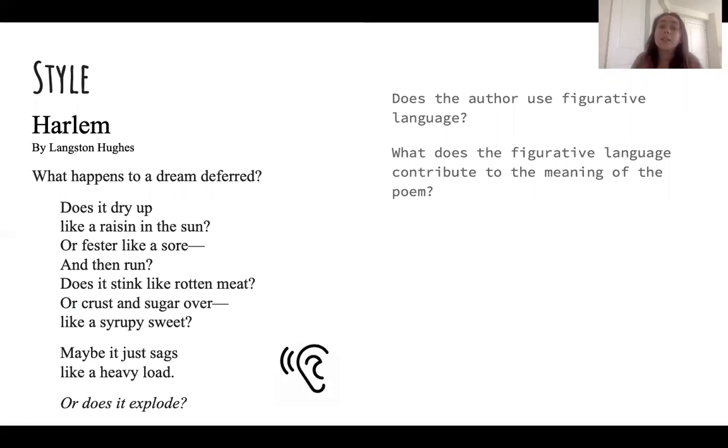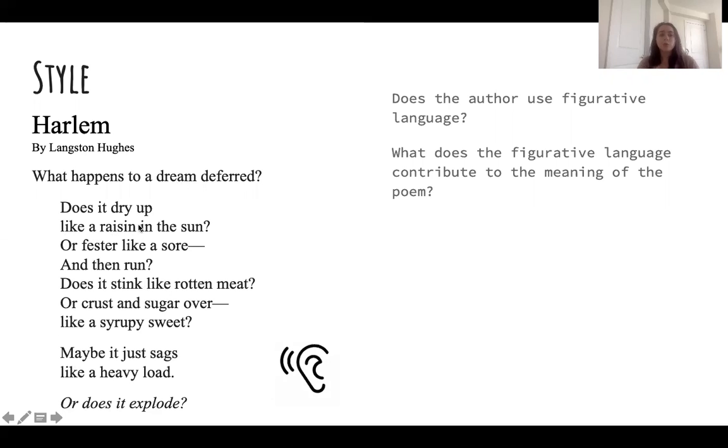All right, if you said simile, you were correct, because Langston Hughes uses simile over and over and over again throughout this poem. He's constantly comparing a bunch of different things to the idea of a dream deferred, to a dream that's been put off. And I know that it's a simile because I see him using this word like over and over again throughout the poem. Almost every line in this poem is a simile.